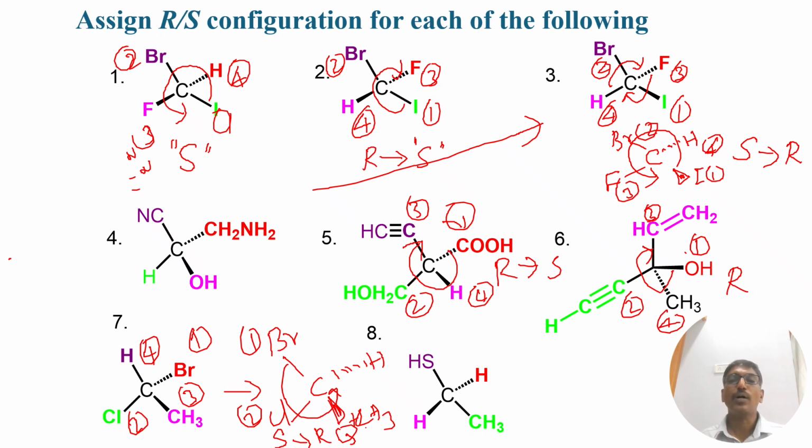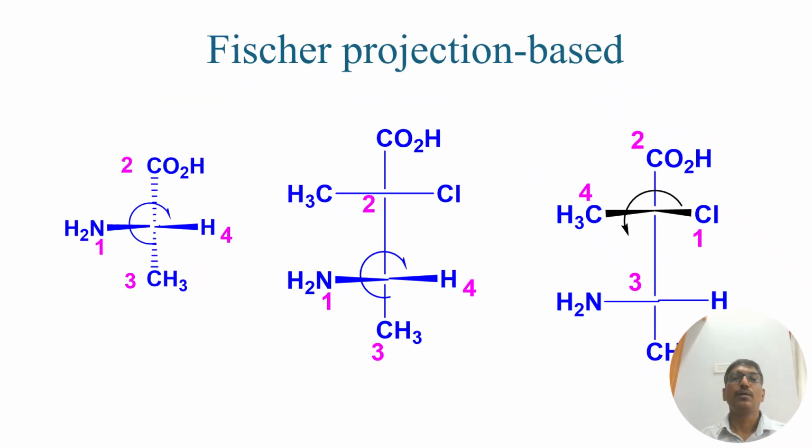And the eighth one, if you carefully look into that, it's having two identical groups. Therefore, it is not chiral. Hence, we are not going to give any assignment for this. Yeah. So far, what we have seen is carbon with four different groups, either close to our view or away from our view. It's a direct example.